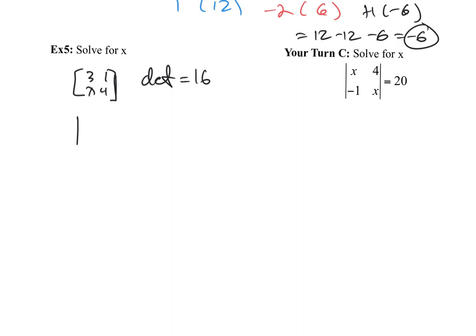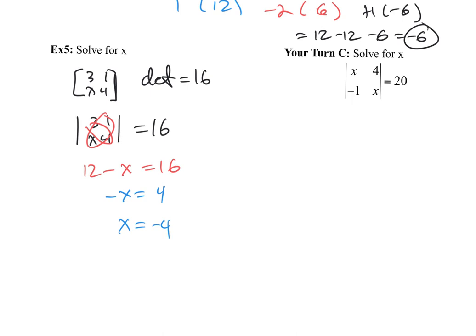That means that the determinant of our matrix is equal to 16. So we can apply our general process of finding the determinant to solve for x. We're going to start by cross multiplying and subtracting, which means we get 12 minus x is equal to 16. And then from here, we have an equation that we can use to solve for x. I'm going to subtract 12 on both sides. We get -x is equal to 4. And then if I solve for x here, we get x is equal to -4.